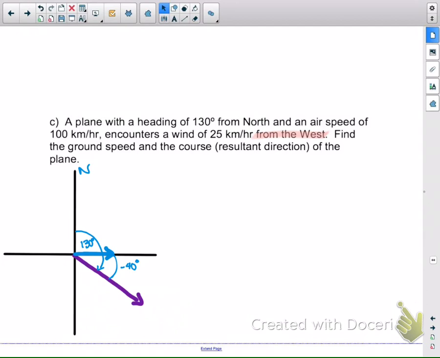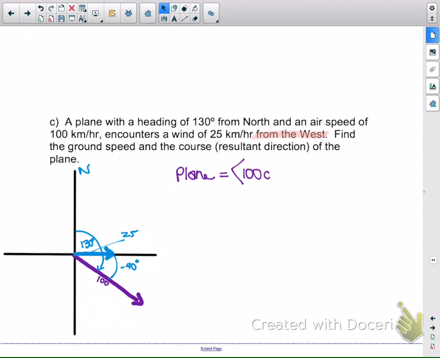And it's 25 kilometers per hour, whereas my plane is 100 kilometers per hour. Okay, so if it's from the west, it's going to the east. Now we're going to work this one the same way we worked the forces one. We have two vectors. We need two component forms. We're going to combine them to find total speed and go from there. So let's start with our plane. My plane, in component form, I need magnitude times the cosine of the angle, magnitude times the sine of the angle.